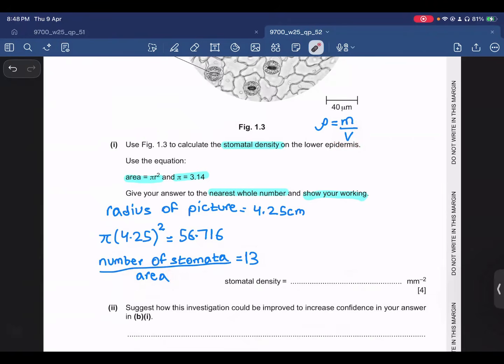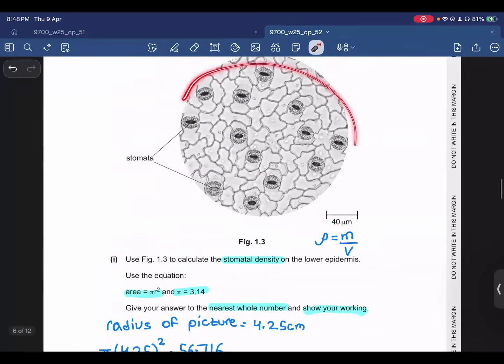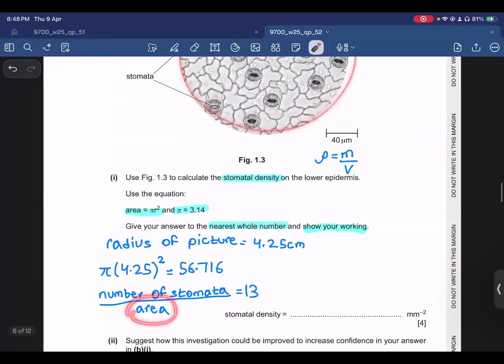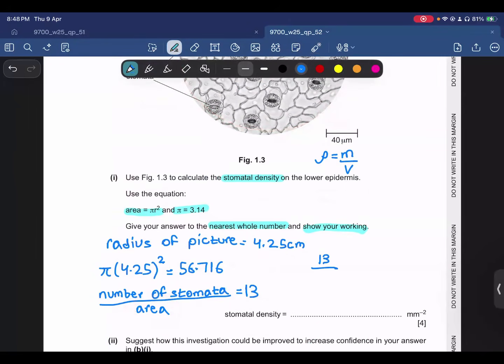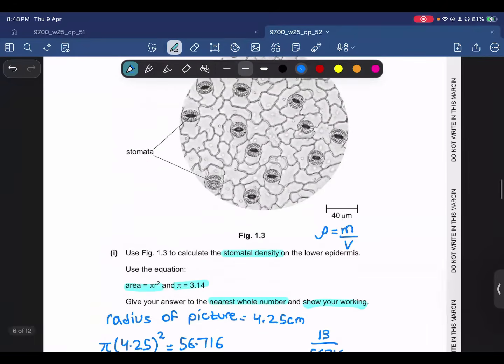Let's take another example. In physics, have you learned number density when you were learning charge drift velocity in AS? Remember this? Yeah. So what was number density? Number of charge carriers per unit volume. Why are we using volume there? Because a wire is a 3D object. There, measuring area is of no use; we can measure volume. This is a 2D diagram, so we measure area. So 13 stomata divided by 56.716, the area of the diagram, which is basically a circle.